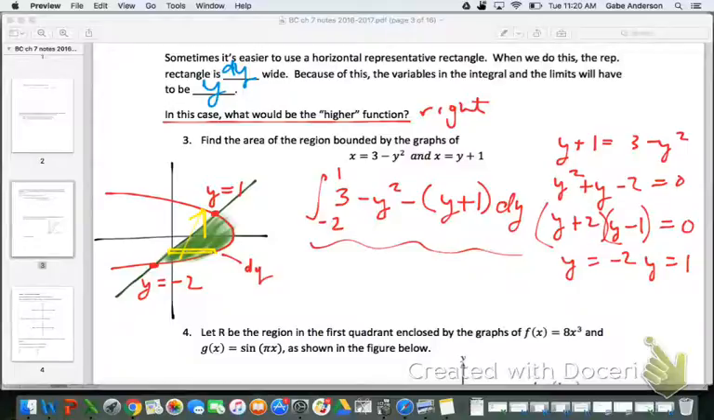Yeah. If both of those were on the left side of the y-axis, would you still do the farthest right function? Yep. Okay. You would, for the same reason we talked about yesterday, where if both functions were below the x-axis, you'd still go top minus bottom. Same kind of reasoning.